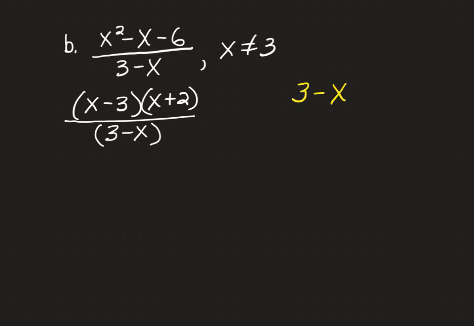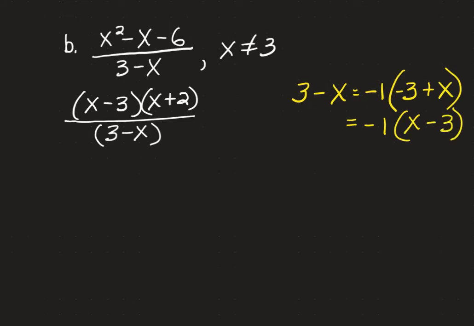What would happen if we divided or factored a negative 1 out of each of those terms? So if we divided 3 by a negative 1, we'd get a negative 3. And if we divided our negative x by a negative 1, we'd get a positive x. And we could change the order of those to make it positive x plus a negative 3, or x minus 3, which just happens to be what we have in the numerator.